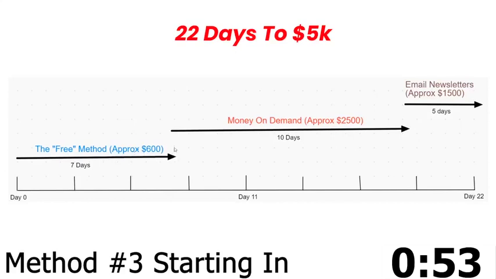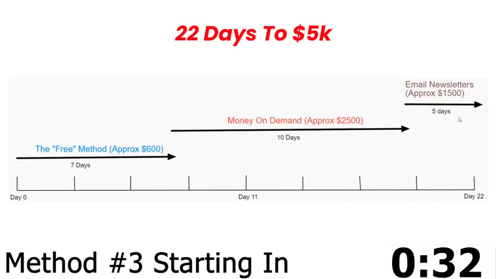Now, these are baseline newbie numbers, and we're being conservative because I'd rather under-promise and over-deliver rather than give you massive fictitious numbers. So I'm keeping things real, okay? So 7 days to do that and get $600. Invest that $600 into creating a product, and then you can start doing the money on demand method, which within 10 days should generate you around $2,500.